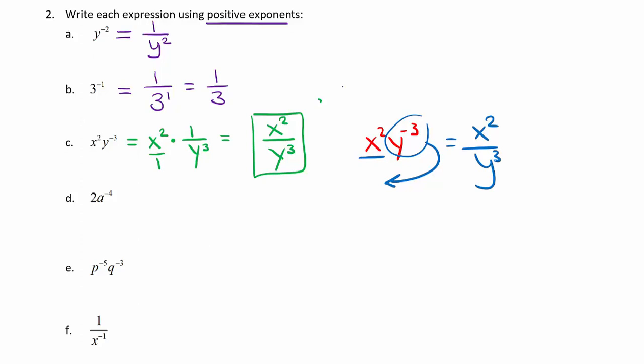We can use that idea in example D. The 2 doesn't have a negative exponent. Again, this is 2 times a to the negative 4. The negative 4 only applies to the a. So if I want to write this using positive exponents, only the a would move to the bottom. The 2 would stay on the top, and then I'd have an a to the positive fourth on the bottom.